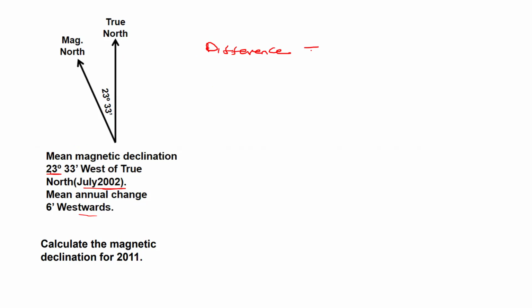So the difference in years, you must have the difference in years. What I remember they want is for 2011. So you'll say, well, 2011, if they wanted it for 2025, which we started with, minus 2002, which is approximately 9 years. All right, 9 years. That was for the difference in years.